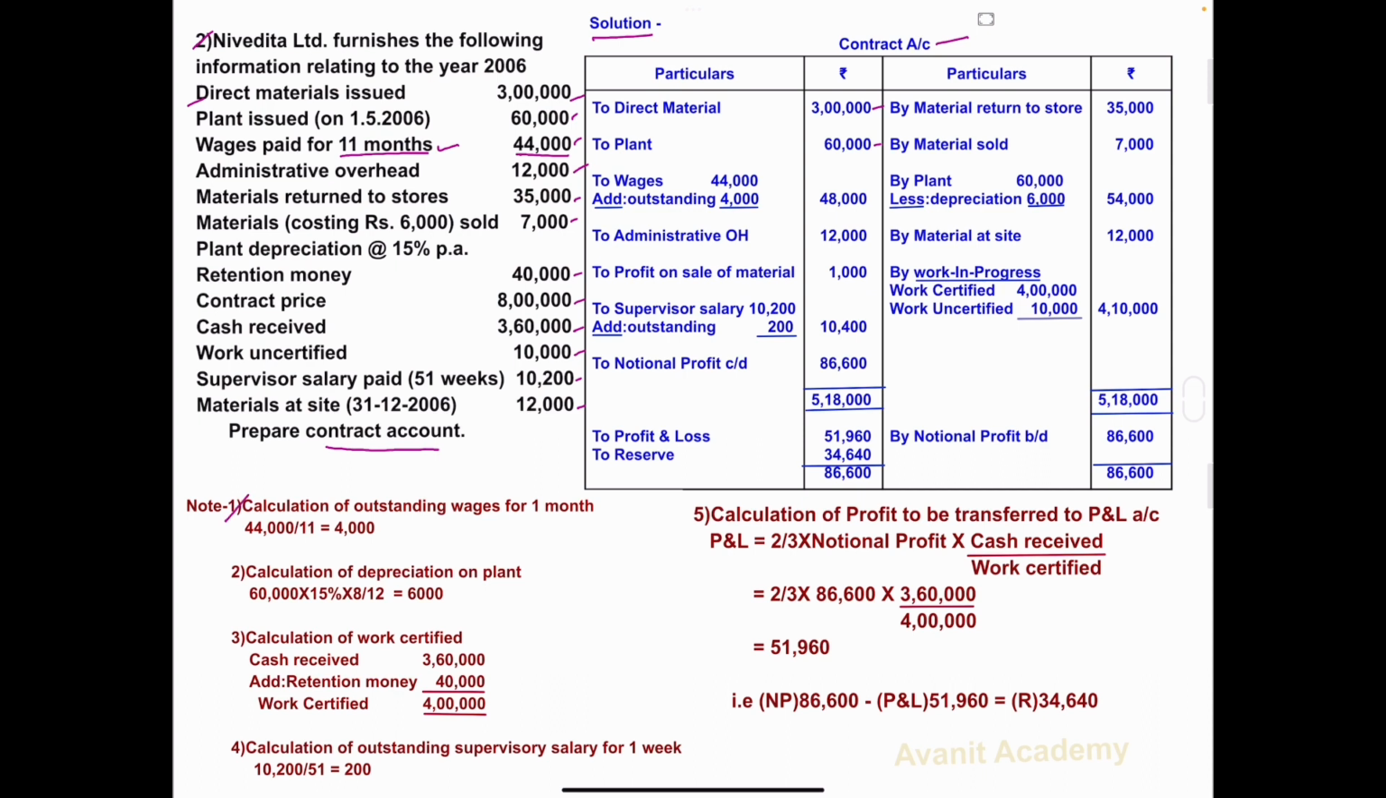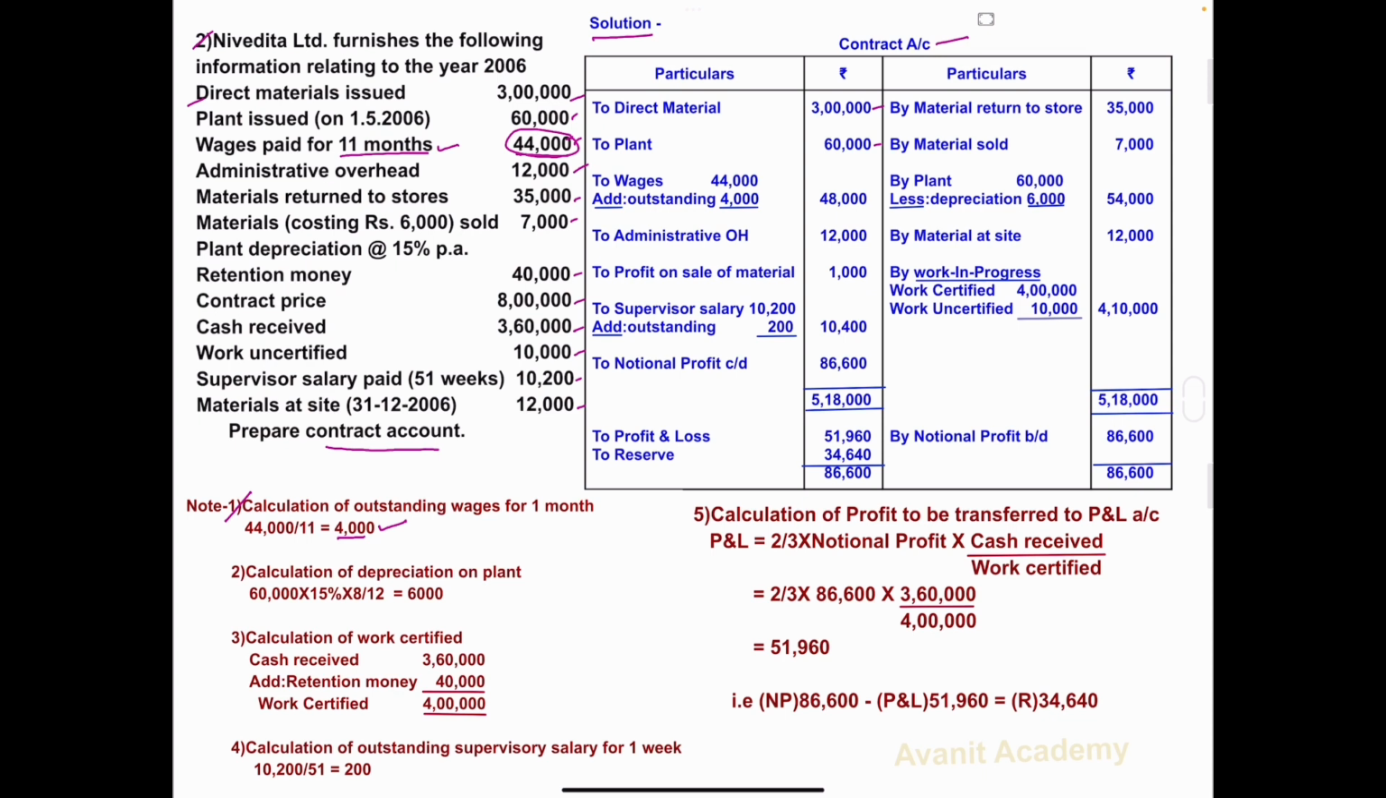So here is note number 1. Calculation of outstanding wages for 1 month. So for 11 months, wages is how much? 44,000. So to get the 1 month wages, what we have to do? 44,000 divided by 11. We will get 4,000. Means per month they'll get 4,000 rupees as wages. And this 1 month wages is outstanding. It is to be added.